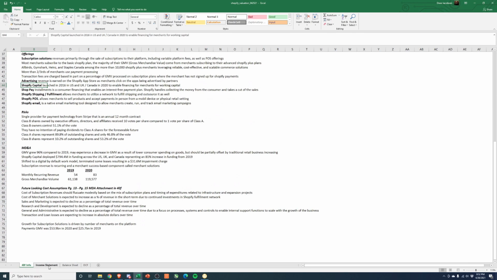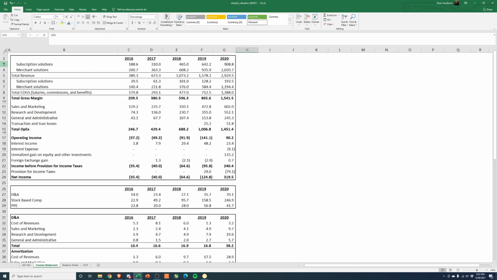On the income statement, they break it out into subscription solutions and merchant solutions. Subscription is really the $50 a month basic plan, and that's what most of their customers are on. They have 10,000 customers on the Subscription Plus service. So almost $1 billion is coming through this, with 1.7 million customers, which is what they said for 2020. Merchant solutions is mostly payment processing, which is a good chunk of this revenue, and the remainder is all the other stuff.